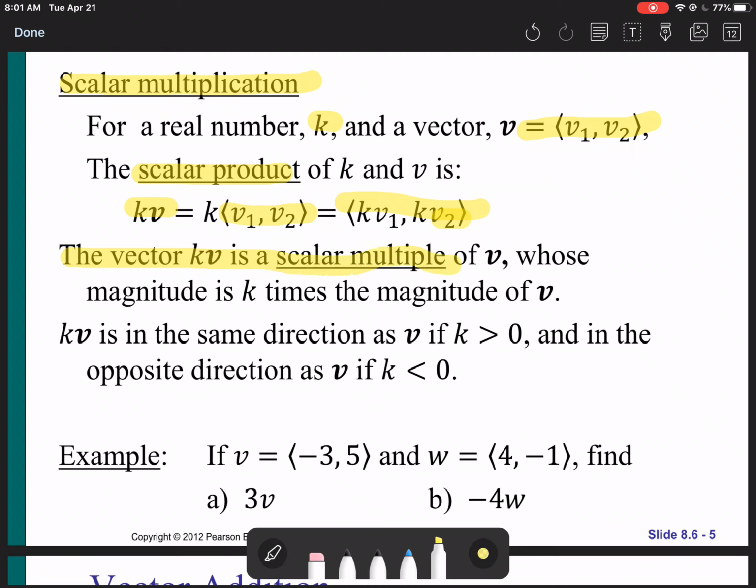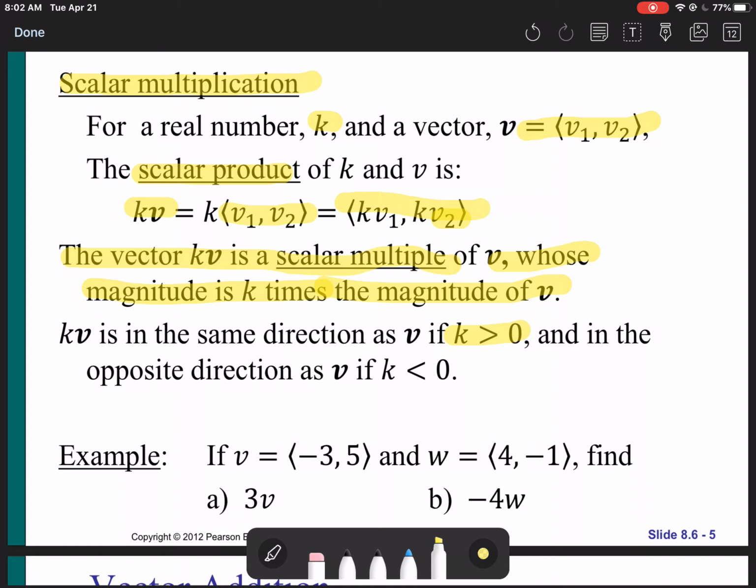We say it's a scalar multiple of vector v, whose magnitude would be k times the magnitude of vector v, because basically what we've done is we've taken vector v and multiplied it by a constant, which makes it that many times longer, right? And so its magnitude should be whatever the magnitude of v is, times k. Now vector kv is in the same direction as vector v if your k value is positive, right? So if I multiply my vector by a positive scalar quantity, then I get a vector that is k times longer than my vector, but it's still in the same direction as my vector.